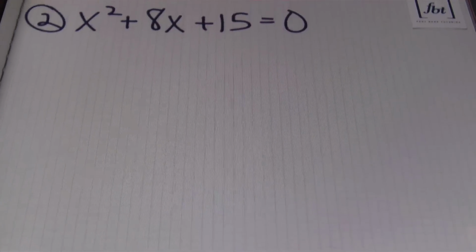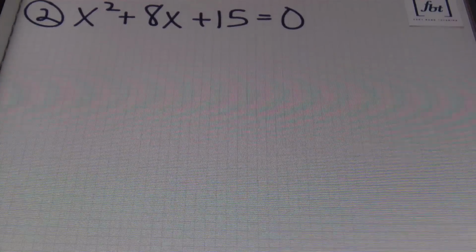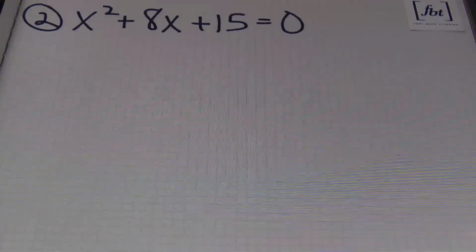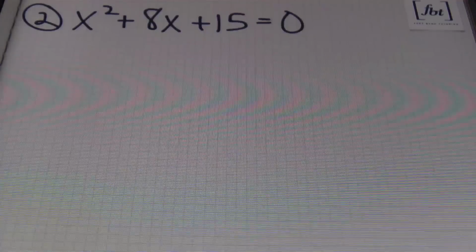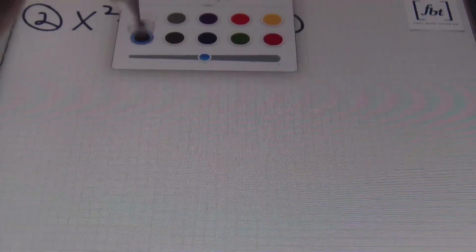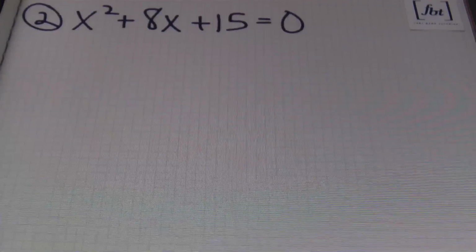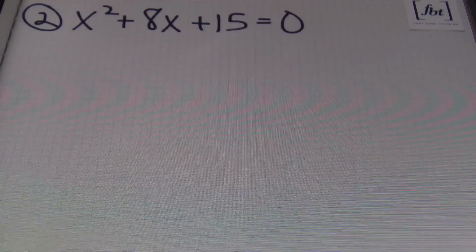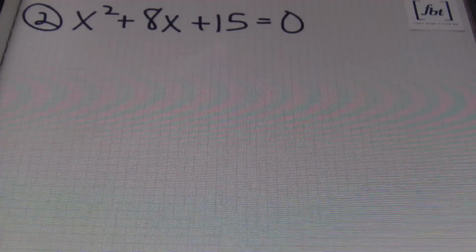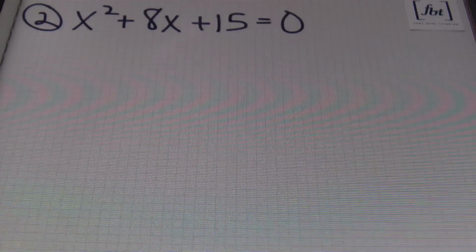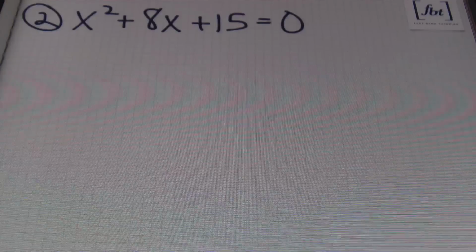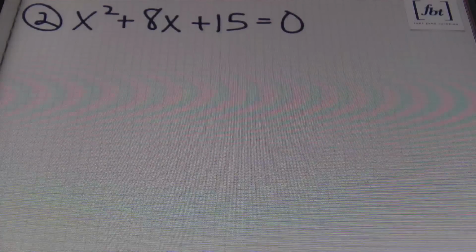In problem number 2, I have the following problem: x squared plus 8x plus 15 equals 0. Now, the method that we're using, the zero-factor property, is best used when you have an expression that can be factored. So I would be looking to see if I can find two numbers that will multiply to give me 15 and add to give me 8. And so those two numbers would be? Well, very good. It would be 5 and 3.